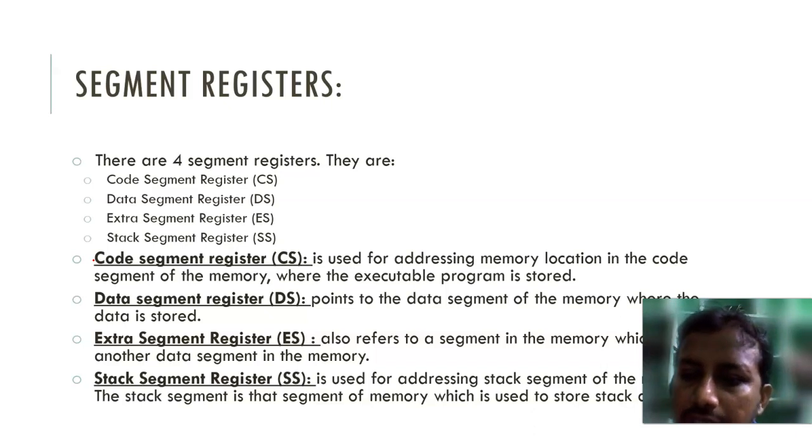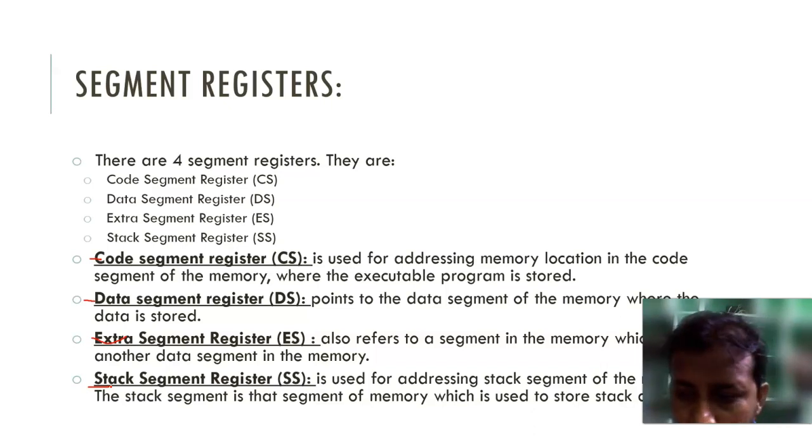So stack segment, data segment, extra segment, and code segment: these are the 4 memory segments, and each has a register that specifies it. The starting address of the code segment is stored in the code segment register, the starting address of the data segment is stored in the data segment register, and the starting address of the extra segment is stored in the extra segment register. That way you have all these registers. These are the segment registers.